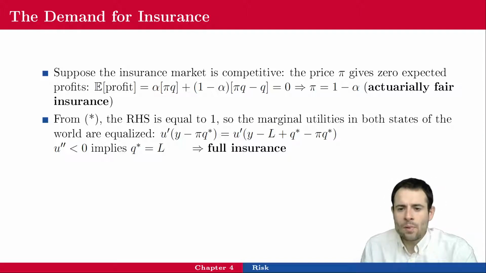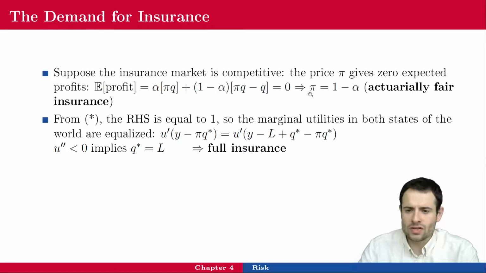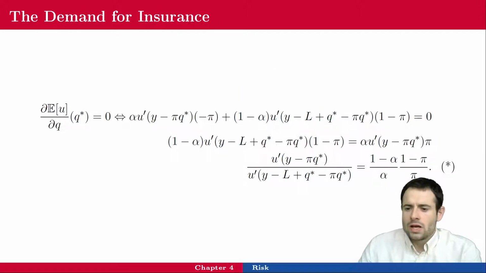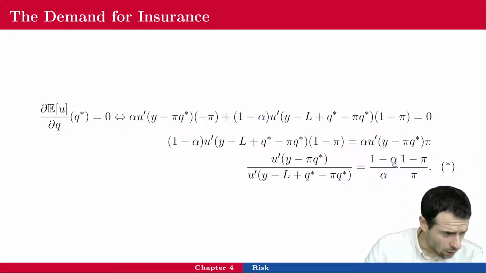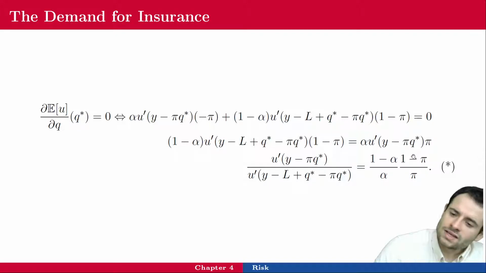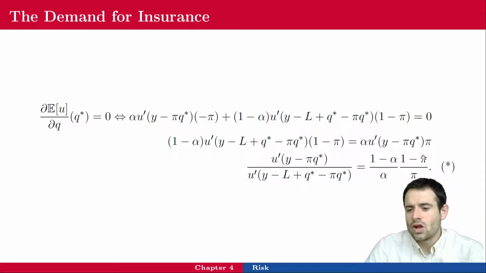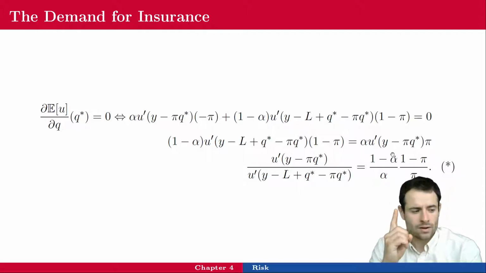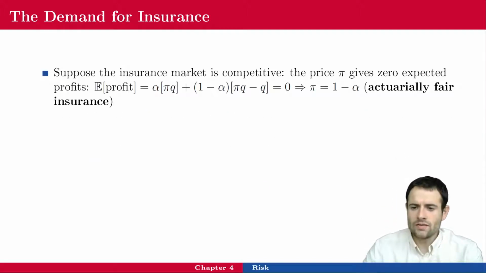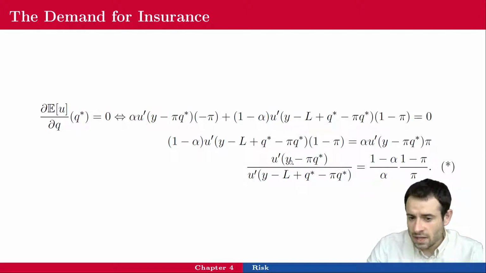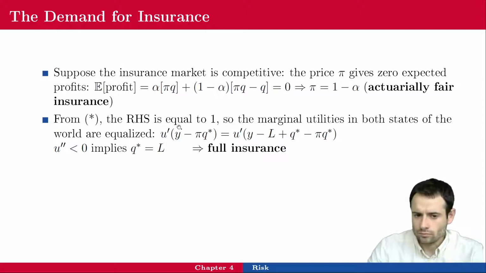Now, if you apply this result to the previous formula, we said that 1 minus alpha was equal to pi. So these two numbers are going to cancel out. That also means that 1 minus pi is equal to alpha, so this number is also going to cancel. We end up with the right-hand side being equal to 1. If the right-hand side is equal to 1, it means that this ratio is equal to 1, which means that u prime in the good state is equal to u prime in the bad state. This is what we obtain.